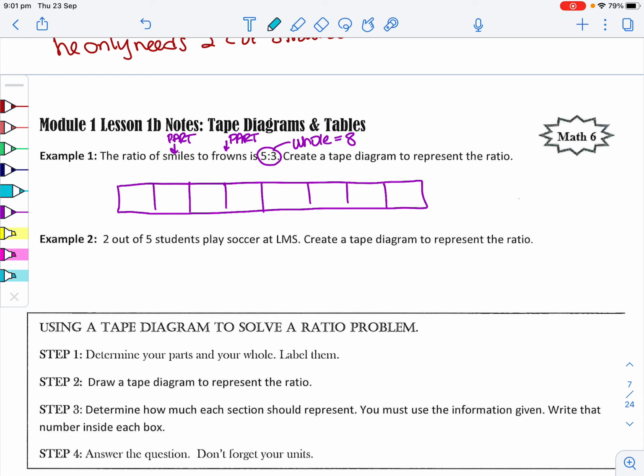So I'm going to count 5 boxes, 1, 2, 3, 4, 5, and I'm going to draw a line right here. And then I'm going to label. So the side with 5 boxes is going to be the smiles, and the side with 3 boxes is going to be the frowns. So my ratio is 5 smiles, so I have 5 boxes, to 3 frowns, so I have 3 boxes.